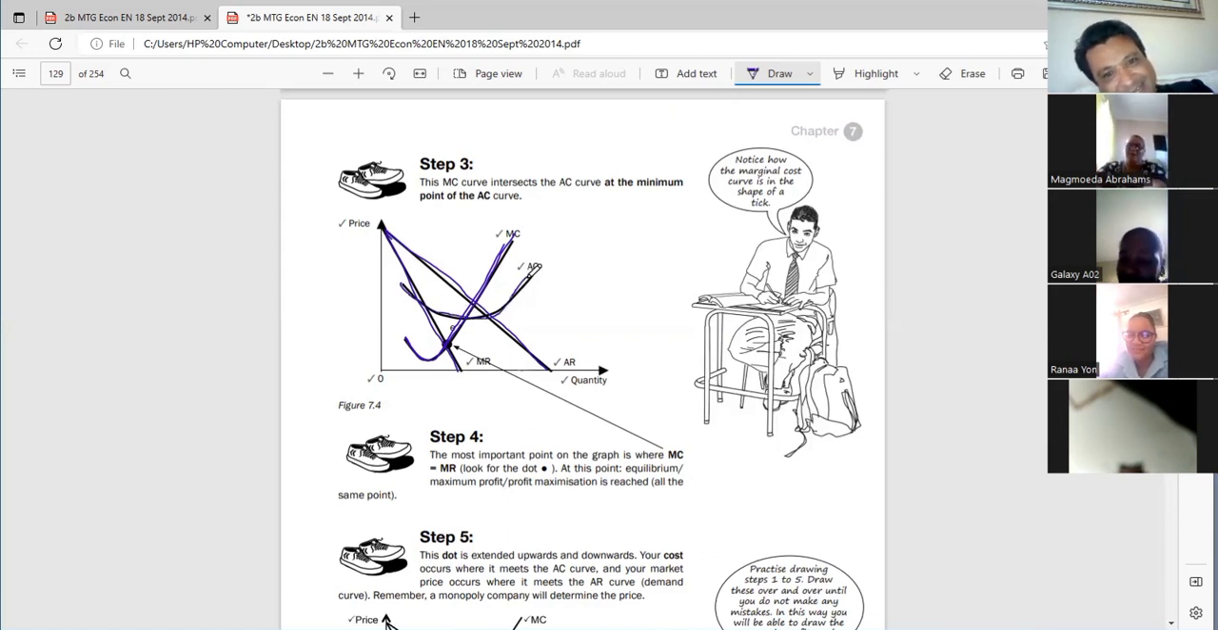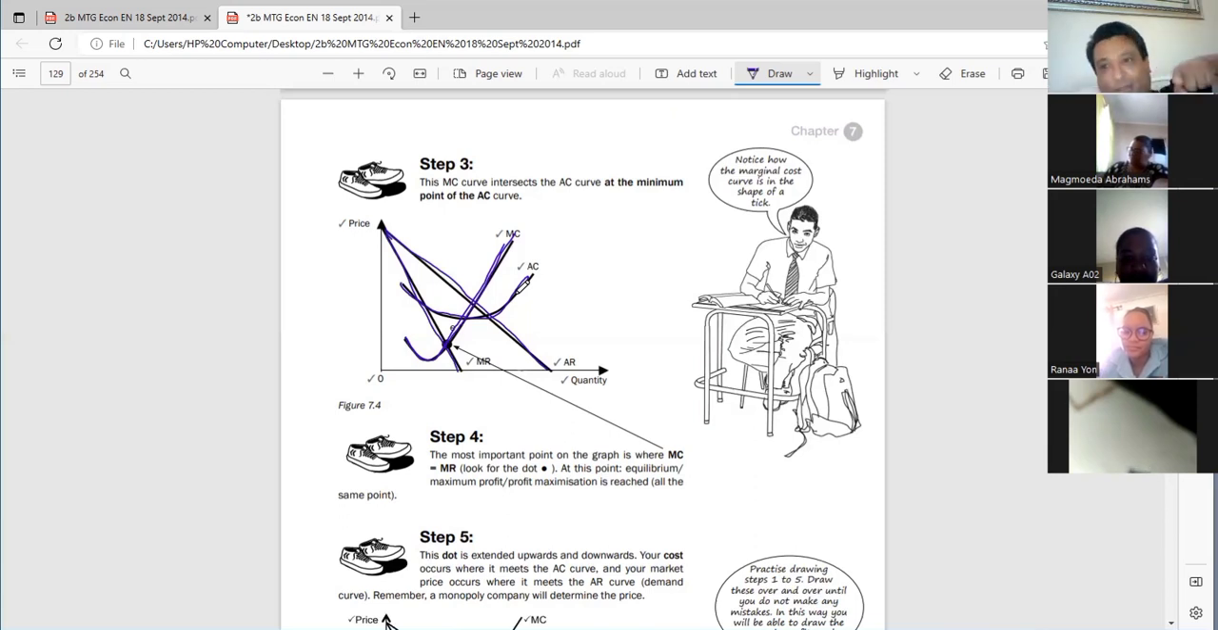Will it always look like this? Always. There are no changes. It always looks like this. Okay, what I want you to do is to draw this curve now for me. First do your demand curve, which is your AR curve.